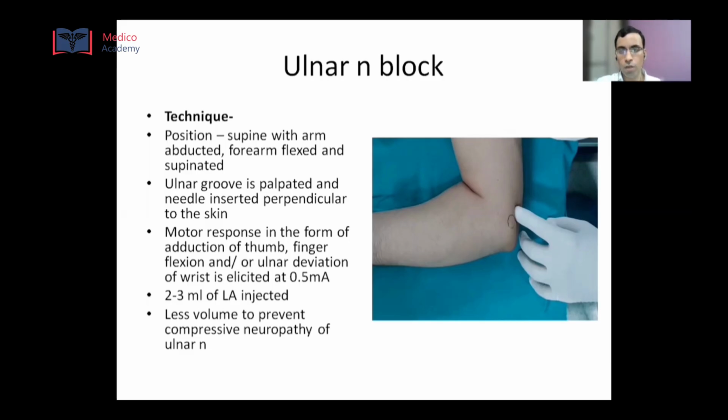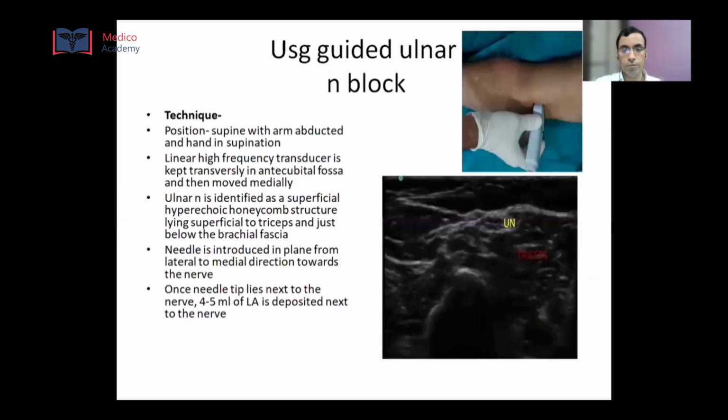We should be careful not to inject a higher volume at this point for giving an ulnar nerve block so as to prevent compressive neuropathy of the ulnar nerve.